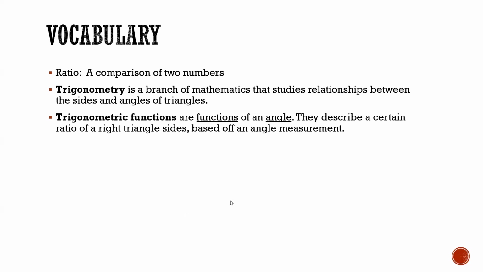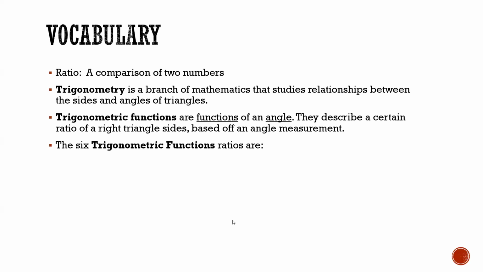Trigonometry is the branch of mathematics that studies the relationship between the sides and angles of triangles. Trigonometric functions are functions of an angle. They describe a certain ratio of right triangle sides based off an angle measurement. This is very useful in real life because given an angle of elevation, you can tell me what the sides are. There's so much practicality in this. It's great. Distances, angle measurements.